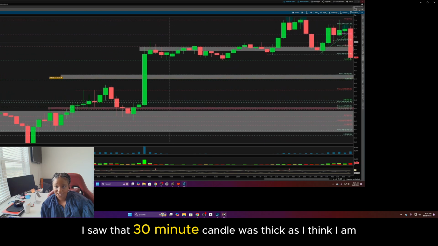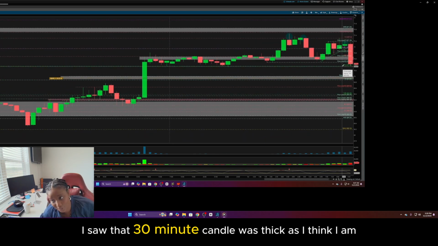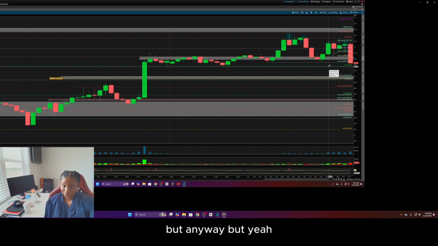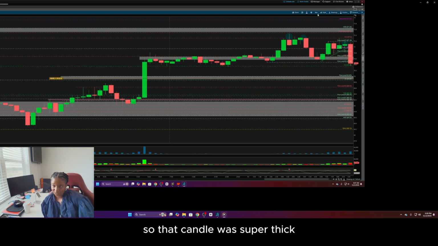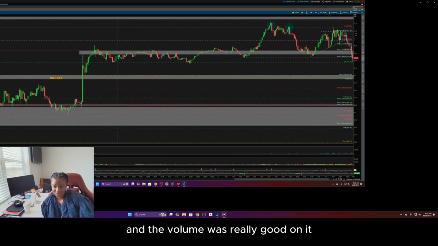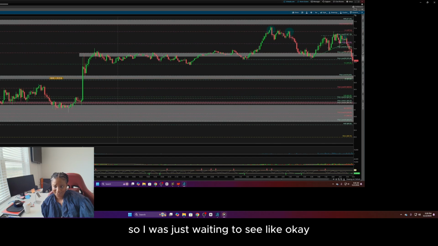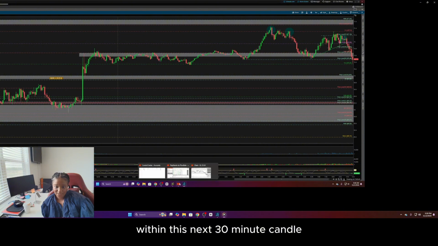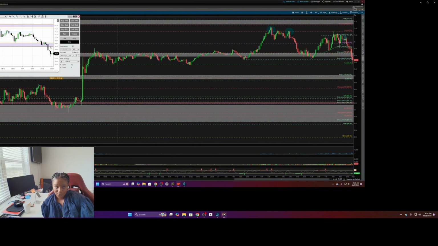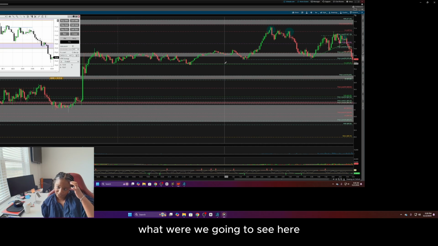I saw that 30-minute candle was super thick, and the volume was really good on it. So I was just waiting to see, okay, what is going to happen within this next 30-minute candle? What were we going to see here?